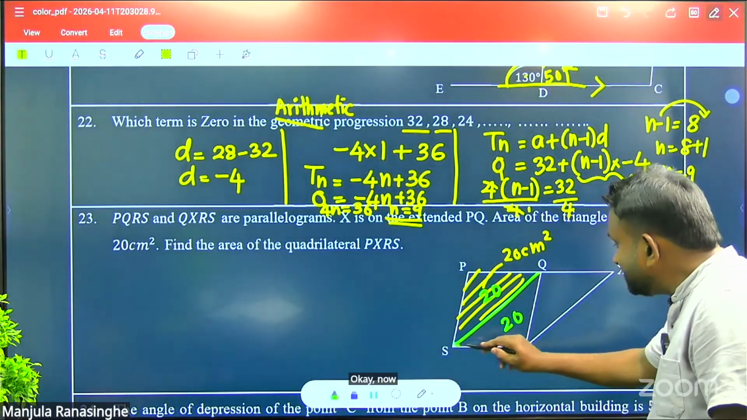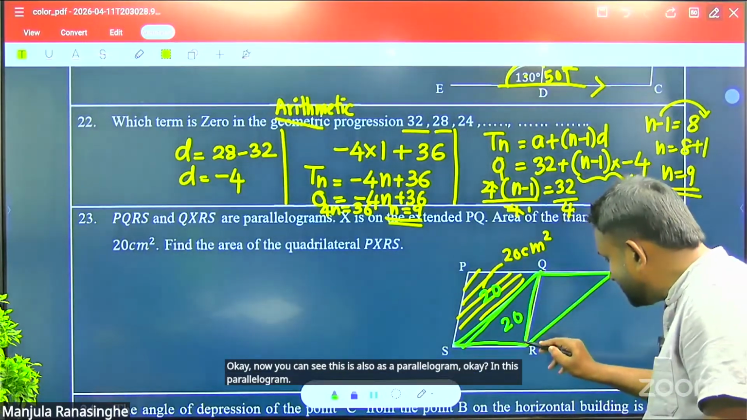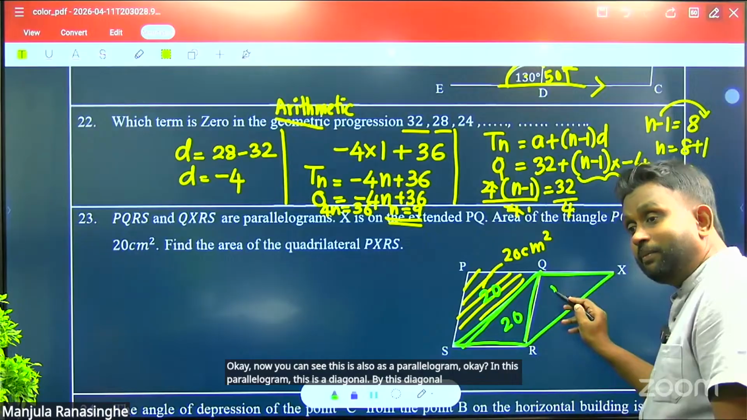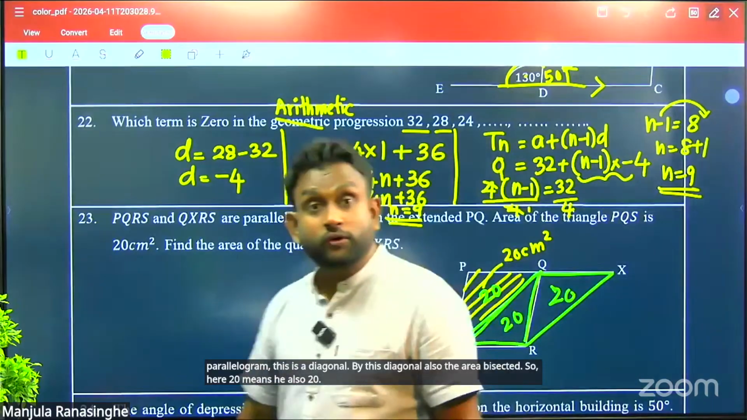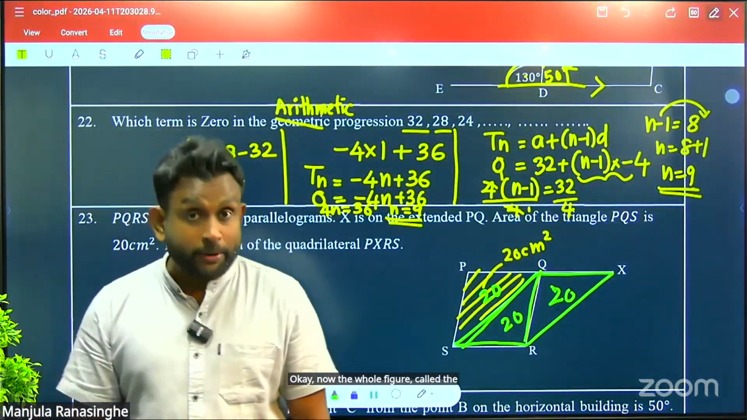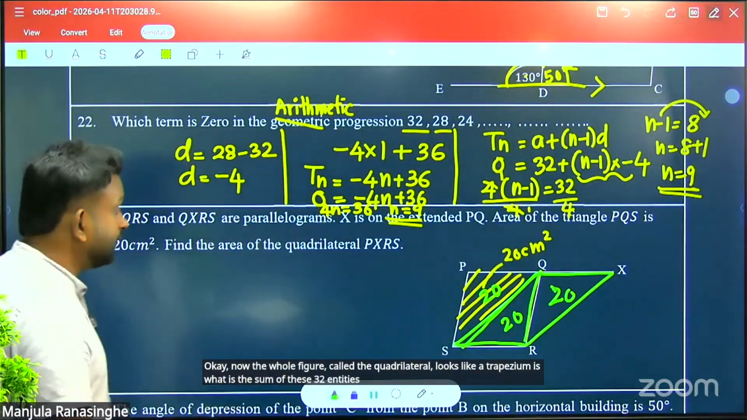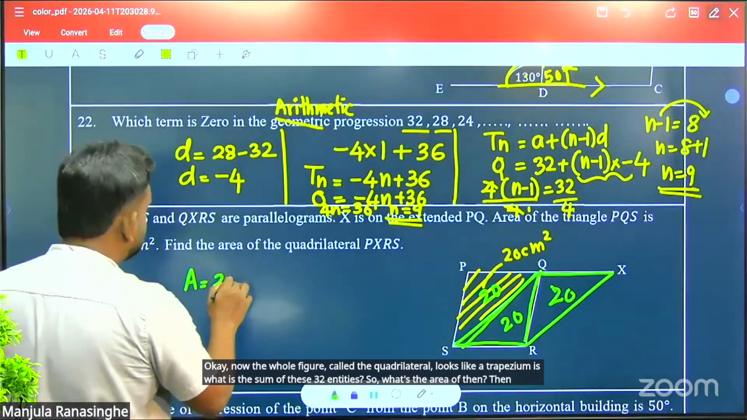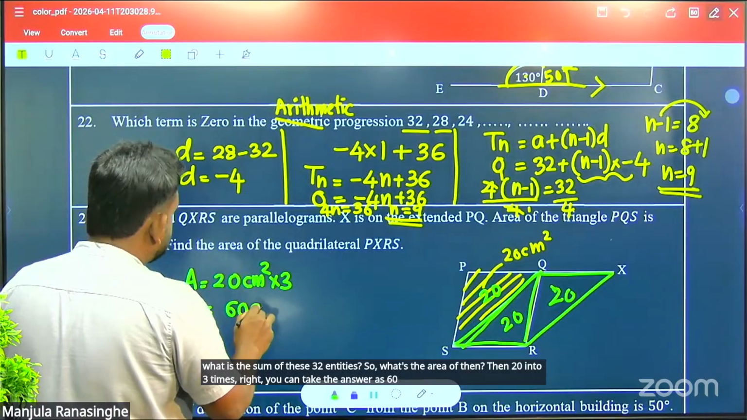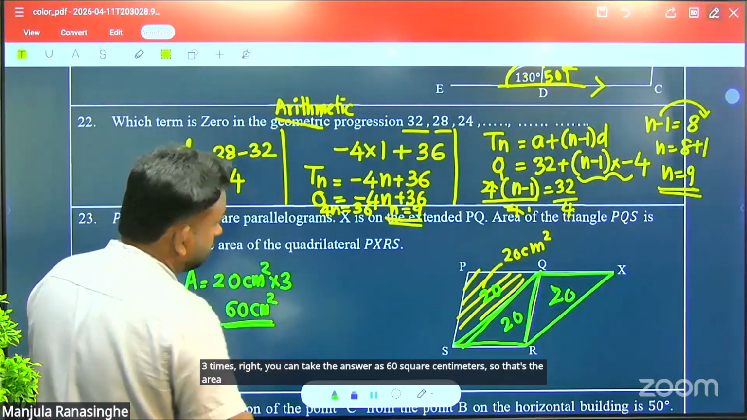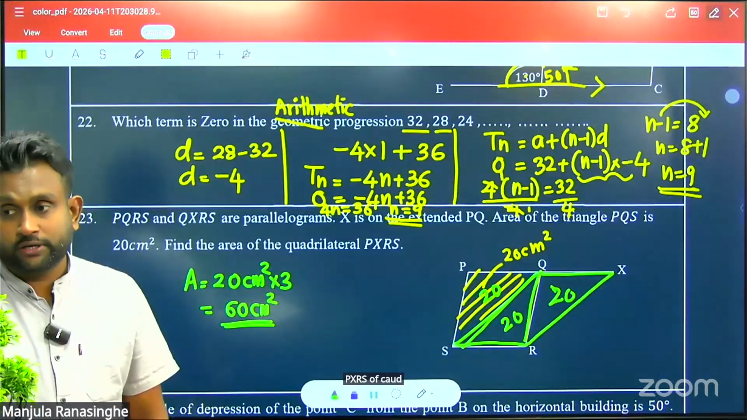Now you can see this is also a parallelogram. In this parallelogram, this is a diagonal. By this diagonal also the area is bisected. So here 20 means here also 20. Now the whole figure, the quadrilateral, looks like a trapezium, and the area is the sum of these three 20s. So 20 into 3 times, you can take the answer as 60 square centimeters. So that's the area of that quadrilateral PXRS.